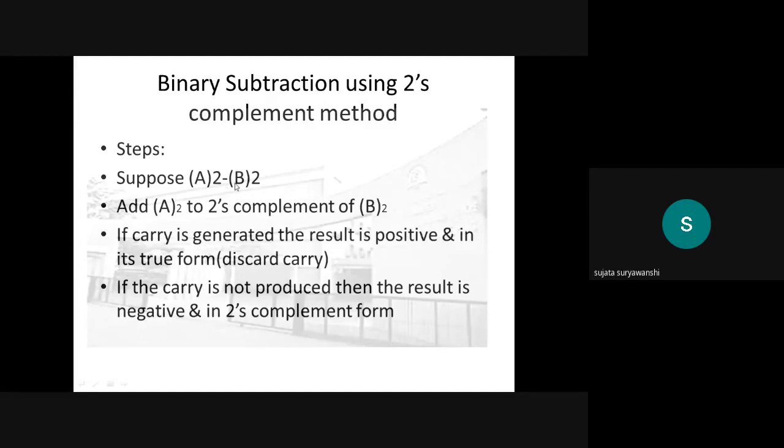First, suppose A minus B, binary numbers A and B. Add A to the 2's complement of B, and if carry is generated, then the result is positive and in its true form. Discard the carry. If carry is not produced, meaning 0 carry, then the result is negative and in its 2's complement form, as we solved in the previous example. You have to just follow the steps.